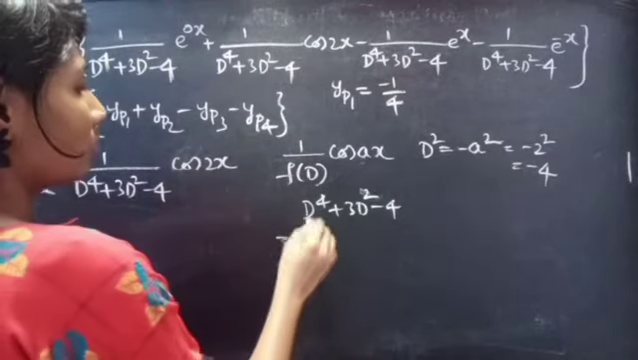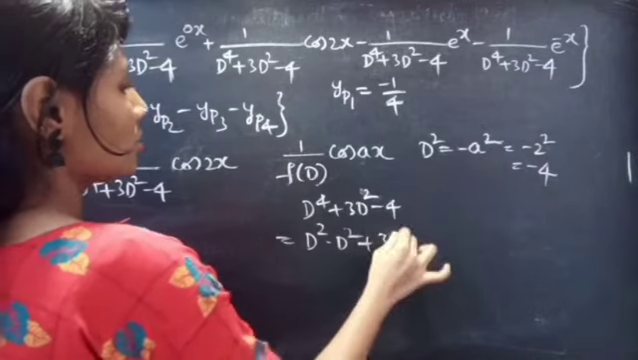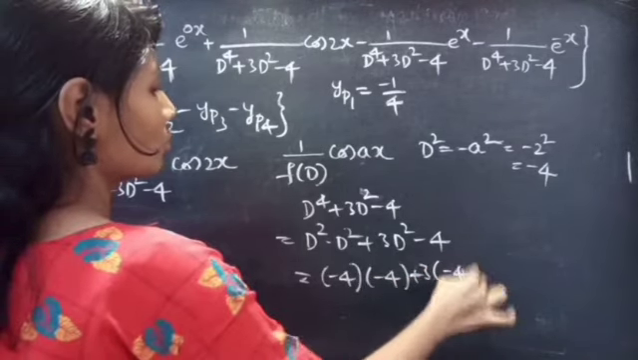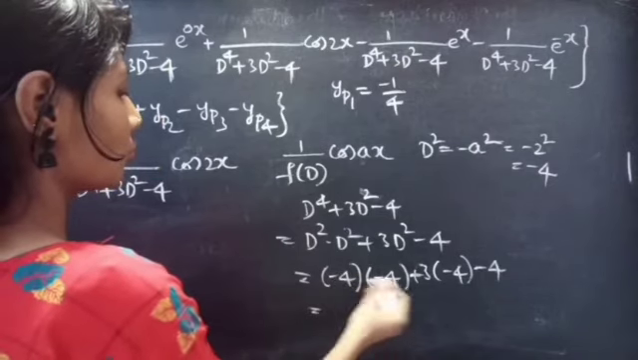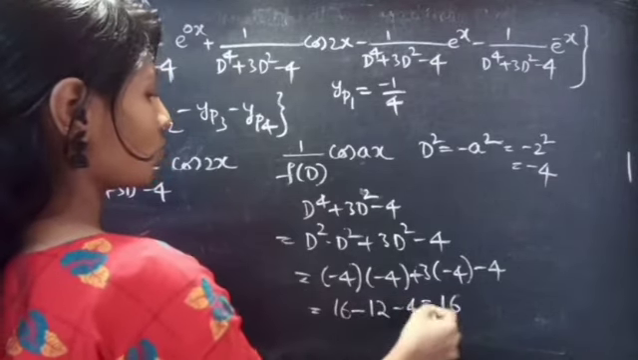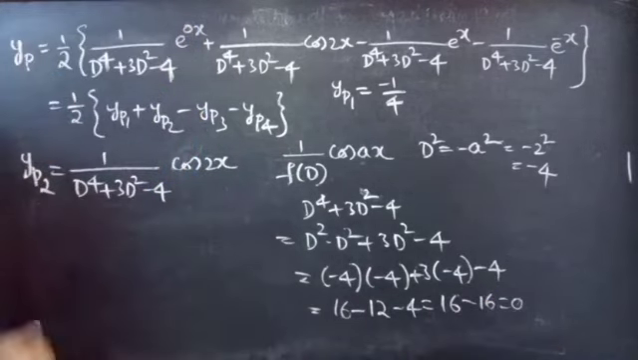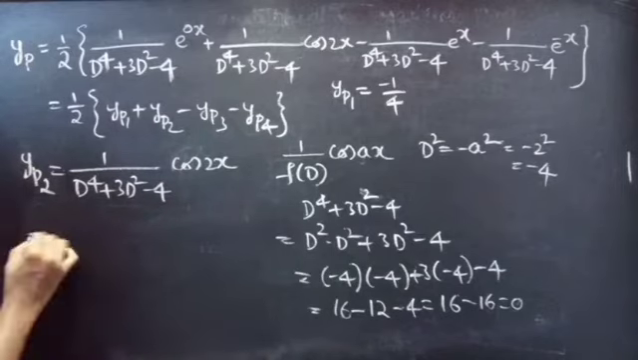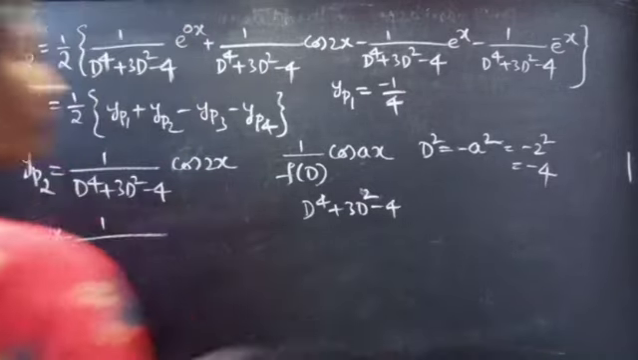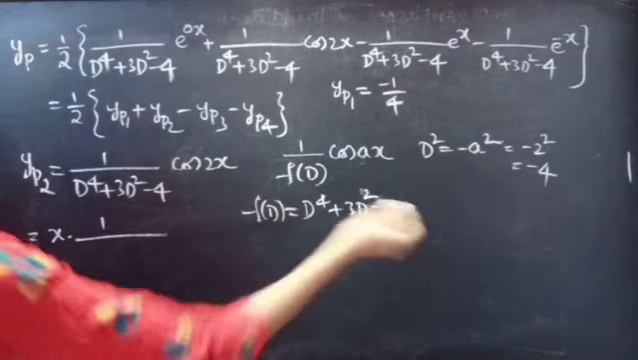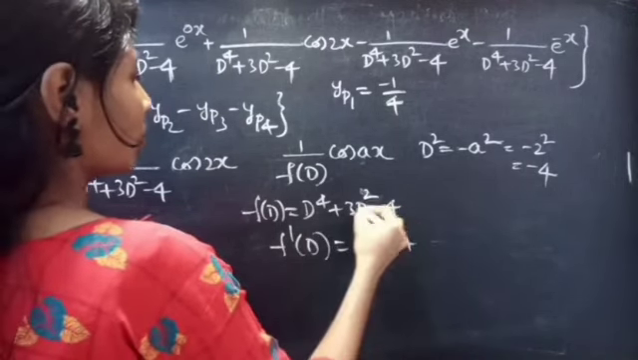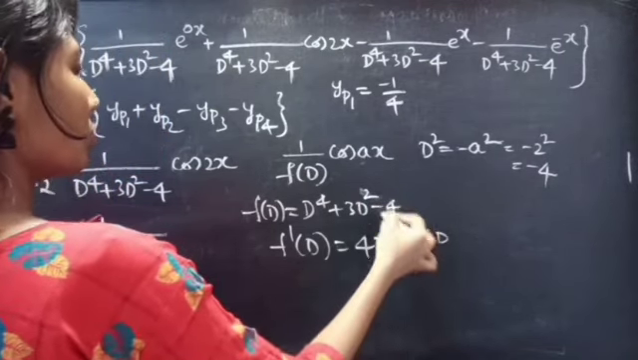Fine. Now, write d power 4 as d square into d square, plus 3d square minus 4. Now replace d square by minus 4, we'll get minus 4 into minus 4 plus 3 into minus 4 minus 4, which is equal to 16 minus 12 minus 4, which is equal to 0. Since it is 0, we cannot replace d square by minus 4. So what we have to do? We have to write x into 1 by the derivative of f of d. If f of d is d power 4 plus 3d square minus 4, then f dash of d will be 4d cube plus 6d, minus the derivative of a constant, which is 0.